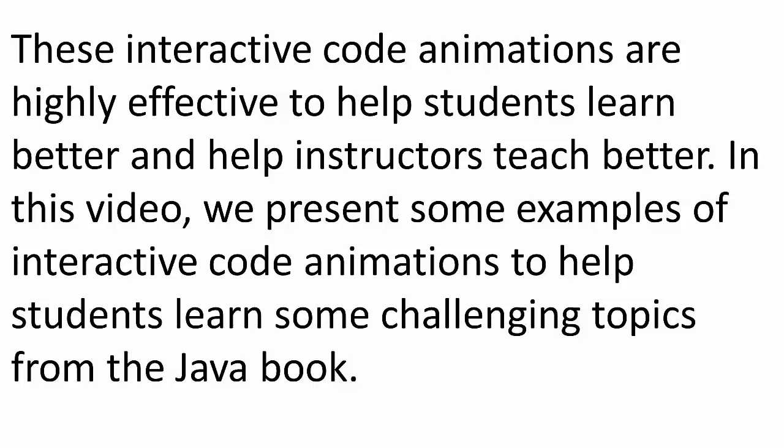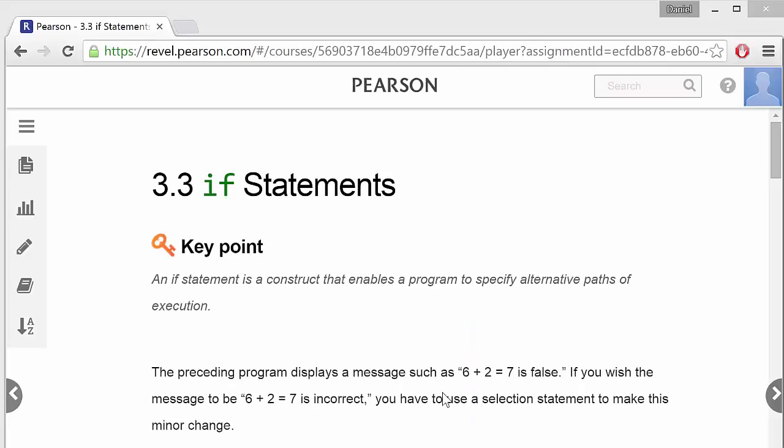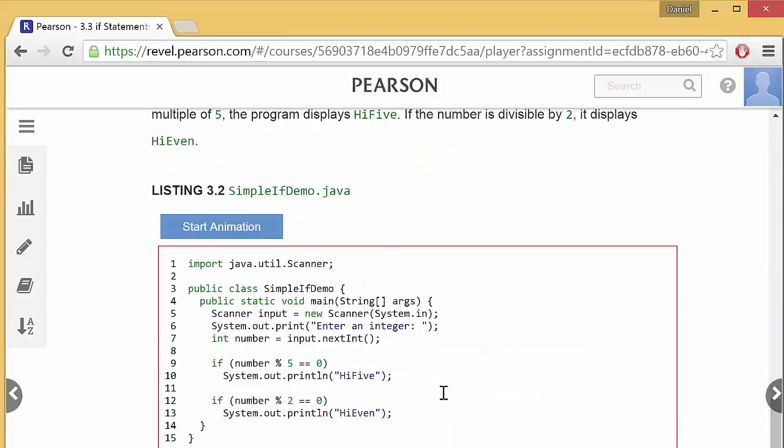In this video, we present some examples of interactive code animations to help students learn some challenging topics from the Java book. First, let us see how listing 3.2 in section 3.3 works in an interactive code animation by clicking the Start Animation button.